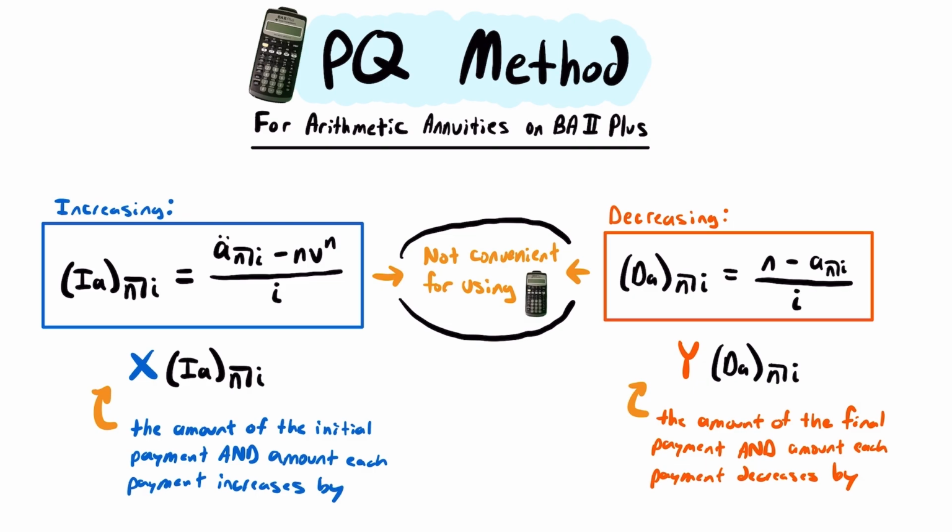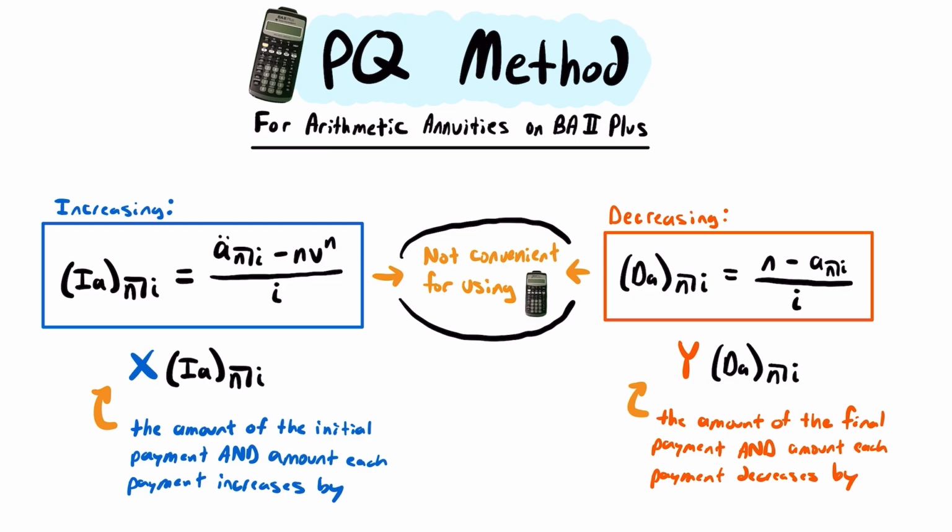And so in a scenario where the initial payment for an arithmetic increasing annuity is different than the amount that each payment increases by, or in a scenario where the final payment for an arithmetic decreasing annuity is not the same as the amount that every payment decreases by, things get a little bit tricky. We can't just get by with these formulas alone. What we end up having to do is break up the series of payments into two series of payments. One of them will be a level annuity, and the other will be an arithmetic annuity.